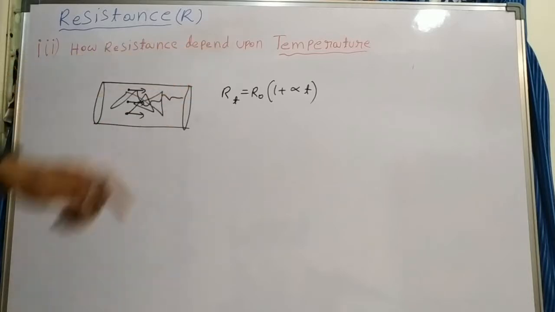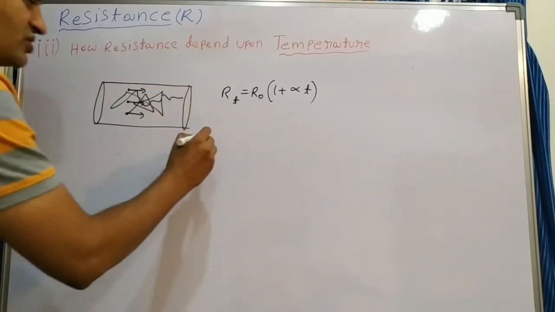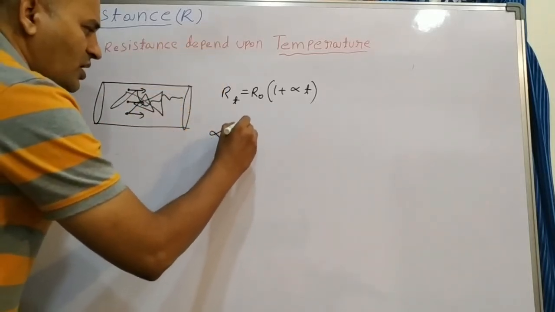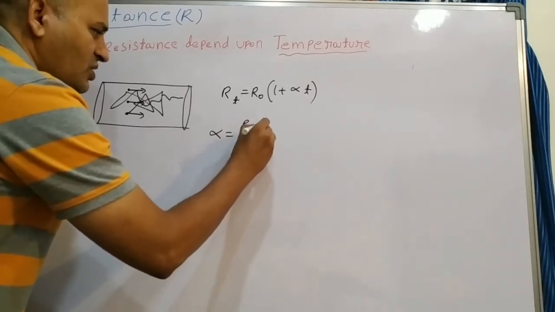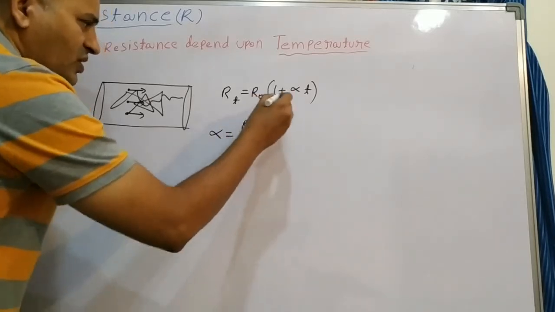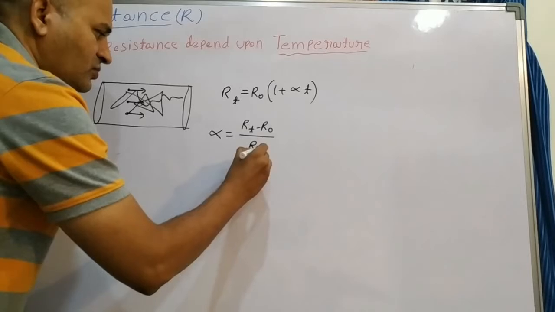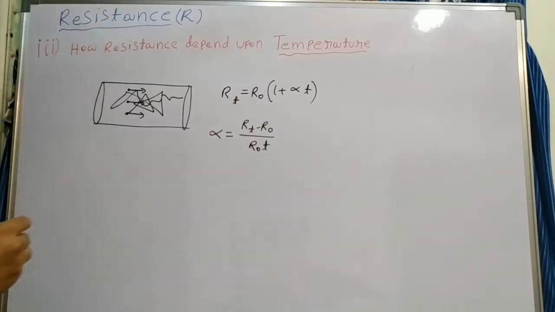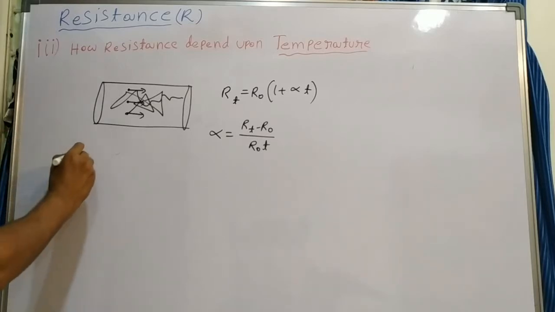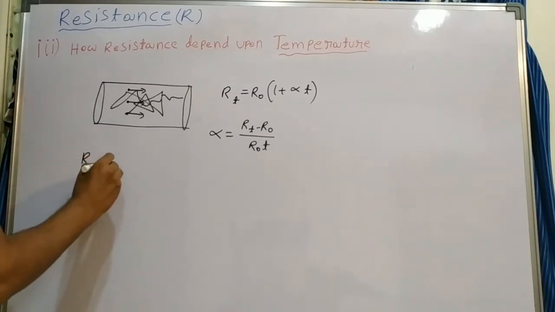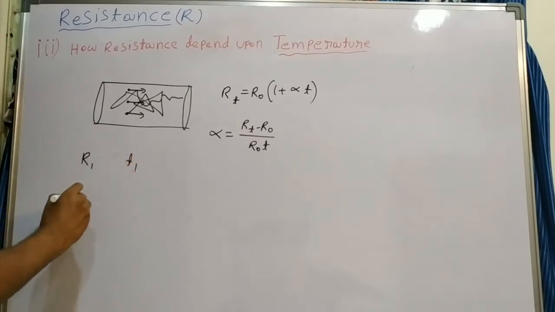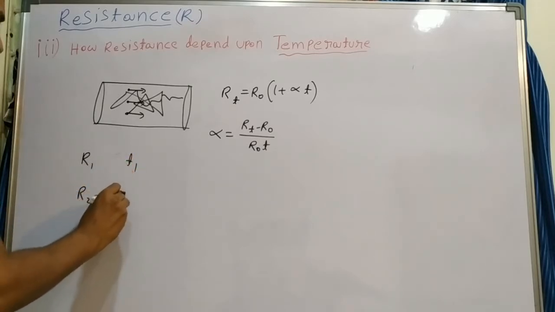And how do we get the alpha value from this equation? Alpha is equal to R T minus R naught by R naught into T. We can write it like this. Suppose at two different temperatures, R1 is the resistance at temperature T1 and R2 is the resistance at temperature T2.